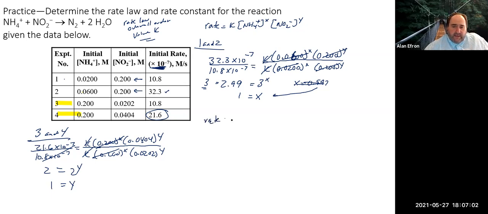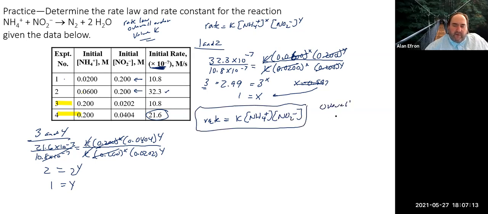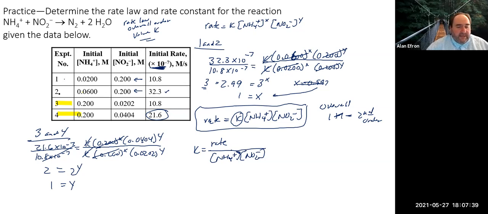And the rate would equal K times NH4 plus and NO2 minus, again both to the first order, which means that overall we have 1 plus 1, which equals, again, second order here. Now we can isolate our rate constant and solve for it. So K would equal the rate divided by NH4 plus and NO2 minus. And just like before, you really can take any entry you like off this table. I'll just take the first one, but you really could do the second, third, or fourth. It should all come out the same.